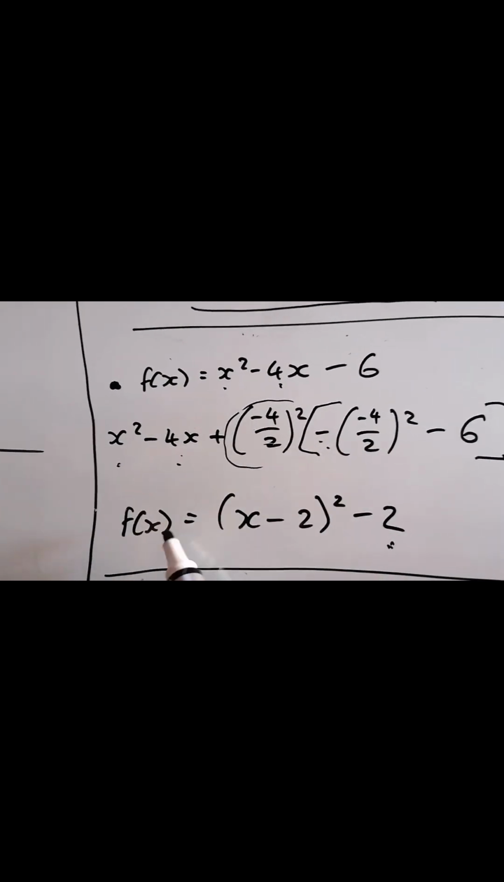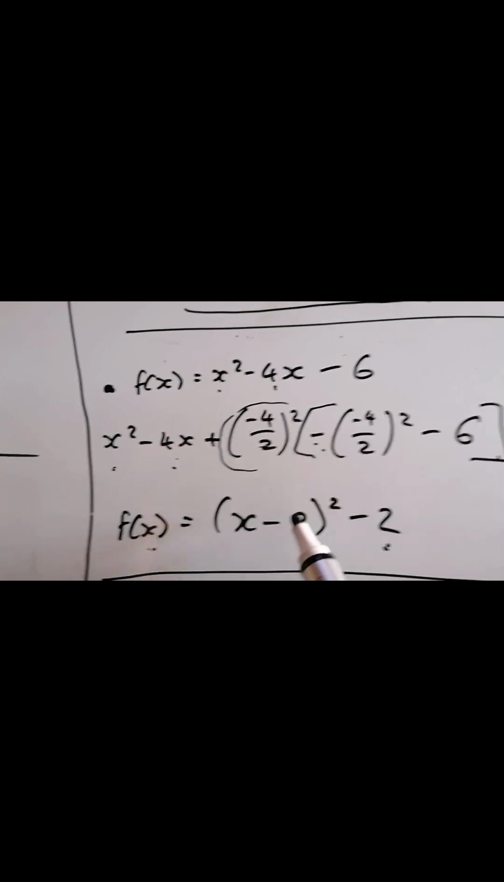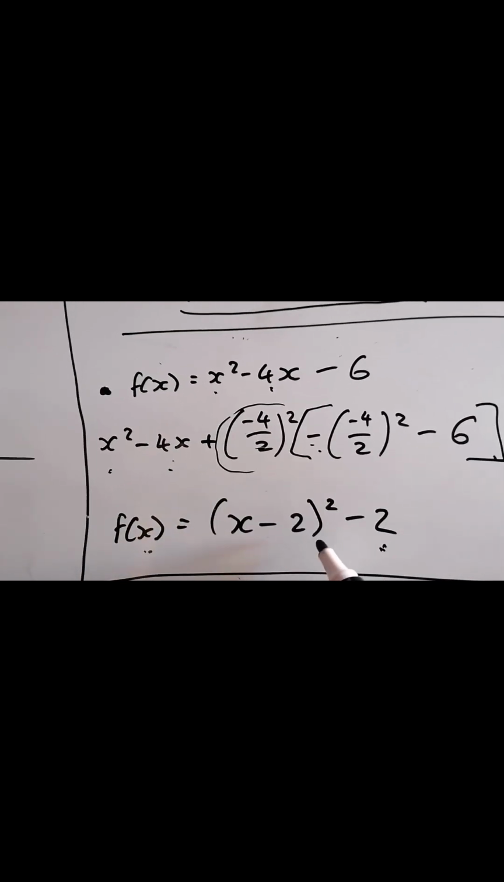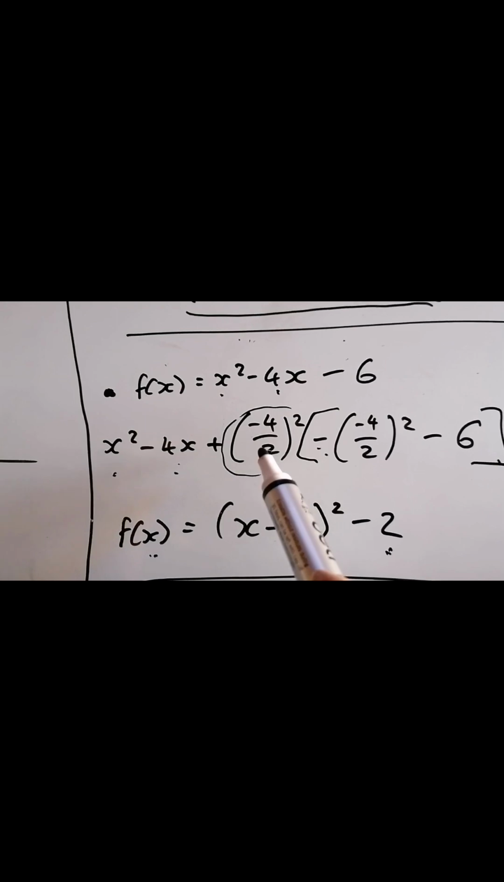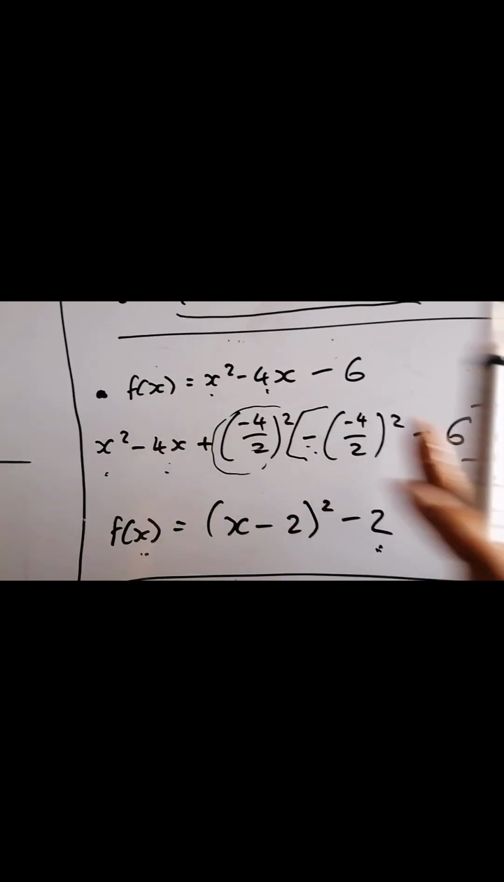So what am I going to do? Write your f of x is equal to, make one bracket. Now look at your first and last term here. Remember I told you when you bracket this, you forget about it. Look at these 1, 2, 3 terms here. Look at your first and your last term.